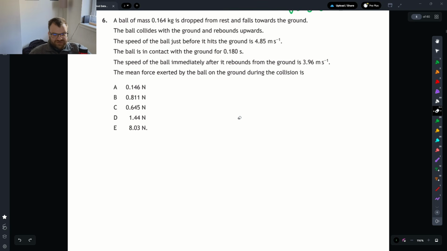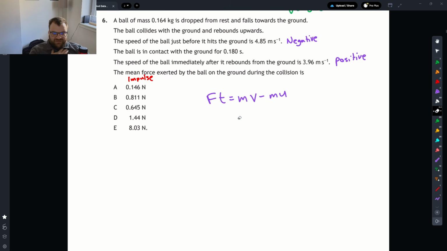In this next question, we're asked about the mean force. This is an impulse question. And with impulse, we have to give each of the speeds a designation, whether we're talking about going upwards or downwards. So I'm going to make our downwards speed the negative one, hence towards ground, and then up the way it will be positive for the 3.96. And the relationship is FT is MV minus MU. As far as I can remember, it doesn't matter which way round you put the negative and positives.